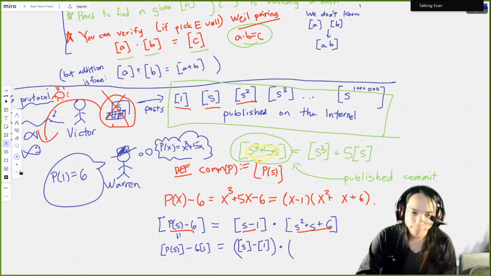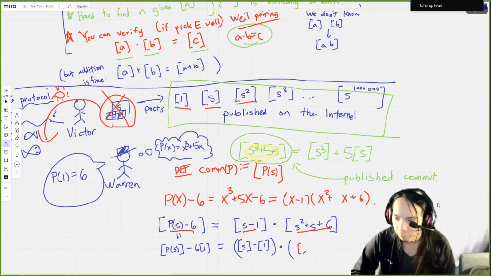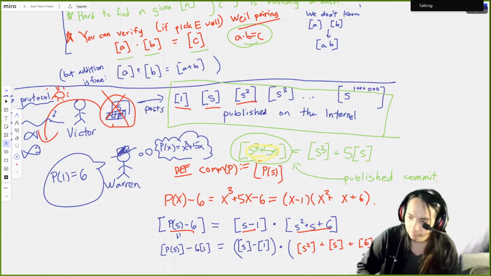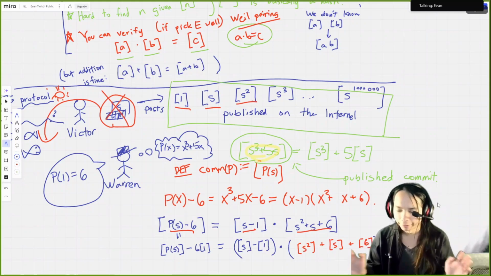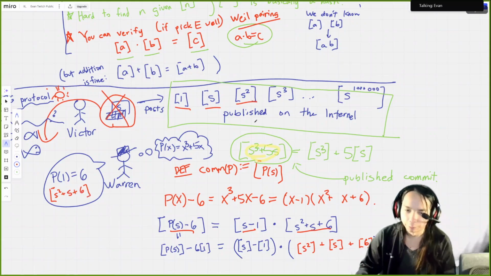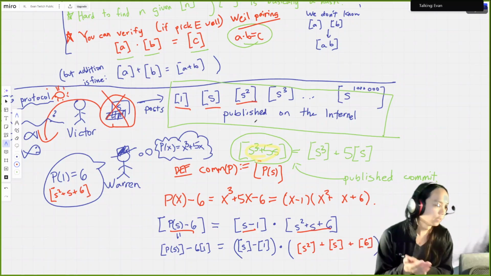And s squared plus s plus 6, again, is also public. You have to look up the table now, but the point is everything in here is public. So in order for Warren to convince you that P of 1 is equal to 6, all he has to do is tell you that his proof is this s squared plus s plus 6, which is the quotient. Warren can compute this using the published information too. The verifier can see it as well.